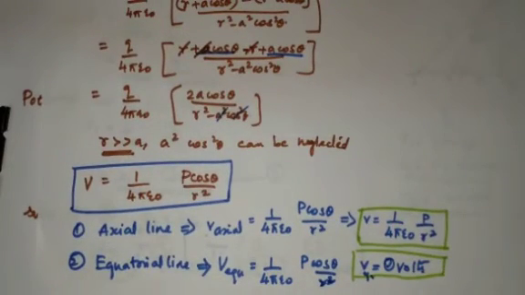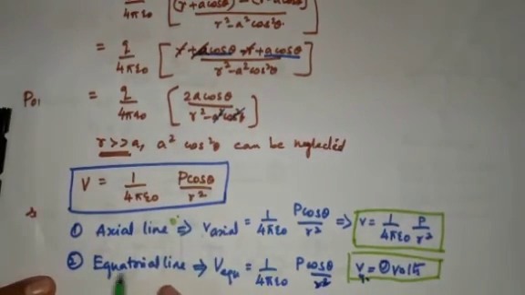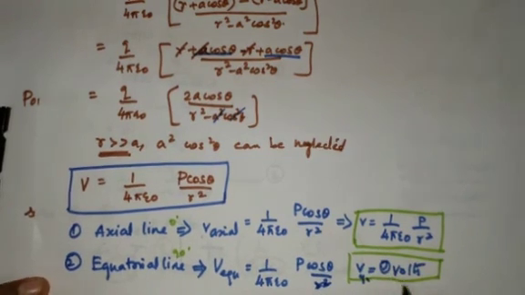Just remember, V axial means 0 degree, V equatorial is 90 degree. So cos 0 is 1, same answer we will be getting. In the case of equatorial, 90 degree, cos 90 is 0, so the full term gets 0, V equal to 0 volts.